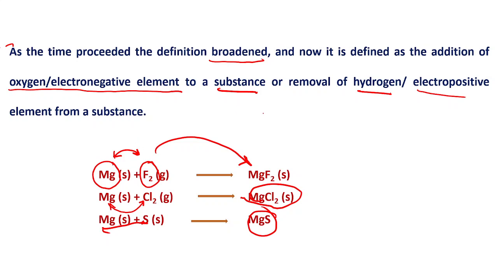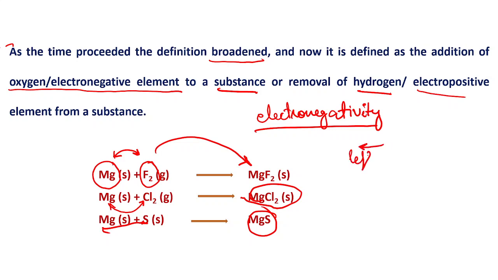Now come to the topic of electronegativity. From your concept of class 10 and class 11, you know that if we are comparing the electronegativity of two elements, the element which lies on the left side of the periodic table is less electronegative, and the one which is present on the right side is more electronegative.